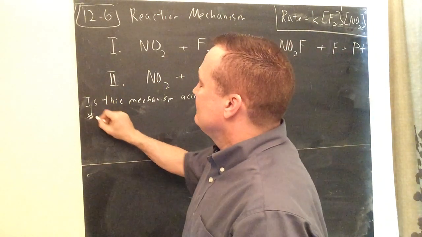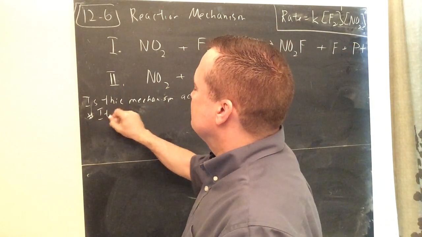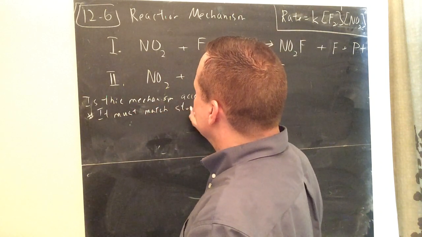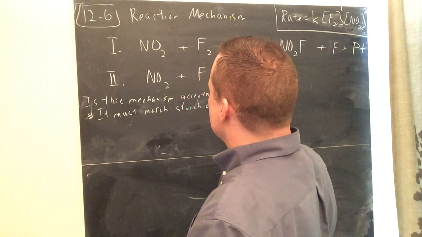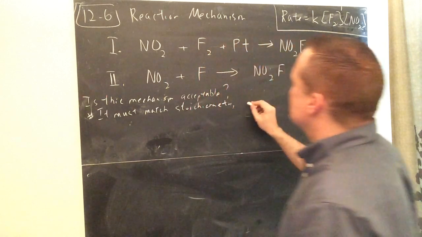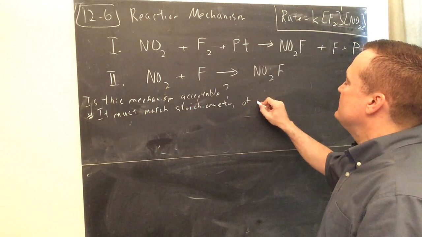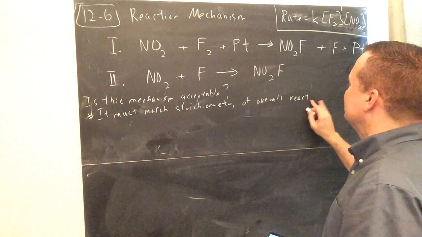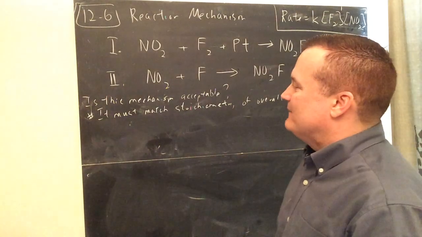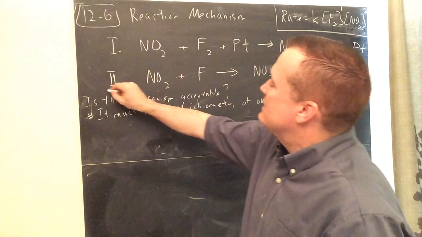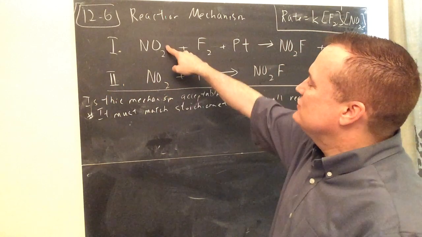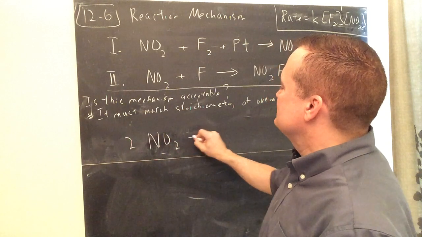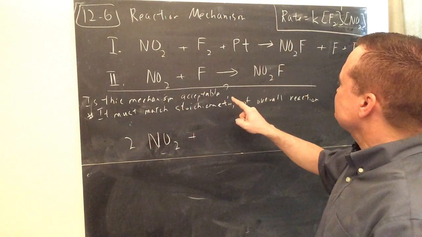Number 1, it must match the stoichiometry. You might write this somewhere else on the notes. It must match the stoichiometry of the overall reaction. Now, since we don't have the overall reaction, I normally would give you that. But anyway, here's how you do it. Just add them up. NO2 and NO2 gives you 2 NO2s.